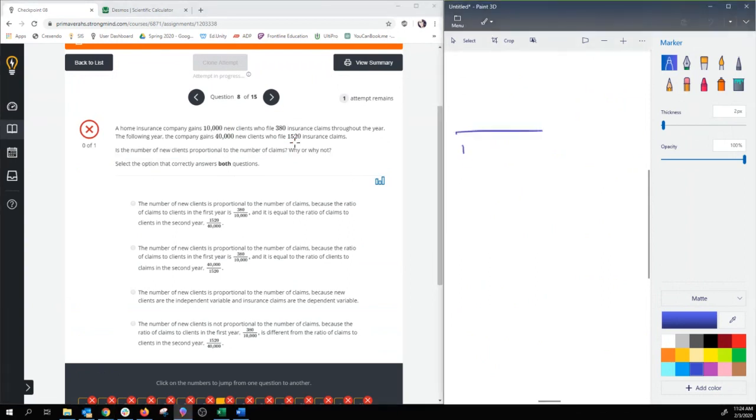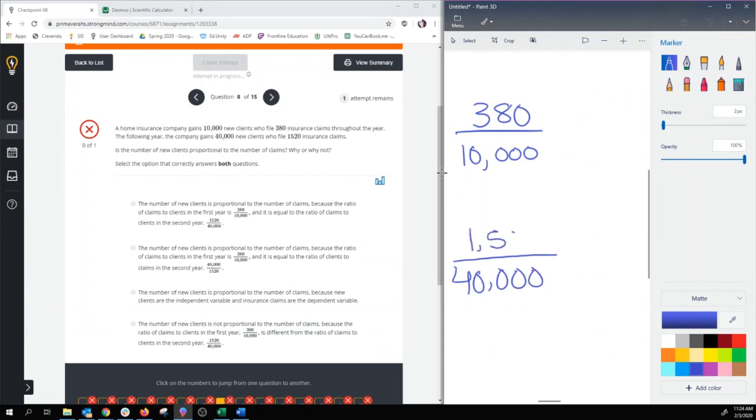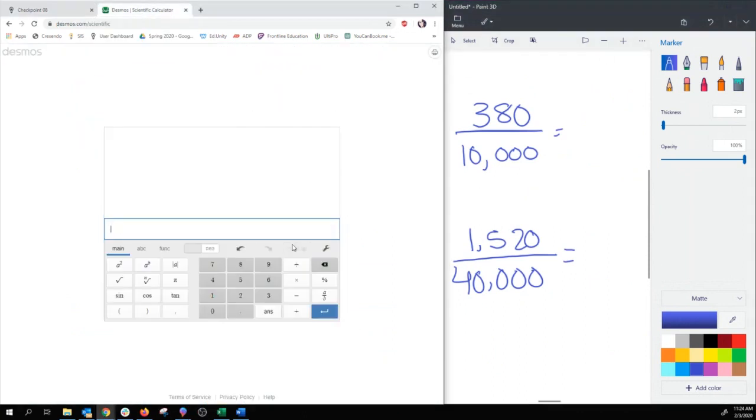So out of a total of 10,000 clients, 380 file an insurance claim. And for my next ratio, there's now 40,000 clients and 1,520 file an insurance claim. So now let's type in both of those into our Desmos to see if we get the same number. And if we get the same number, then yes, they are proportional. Make sure I add the right amount of zeros.